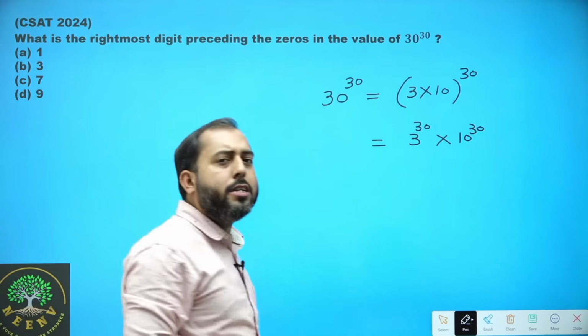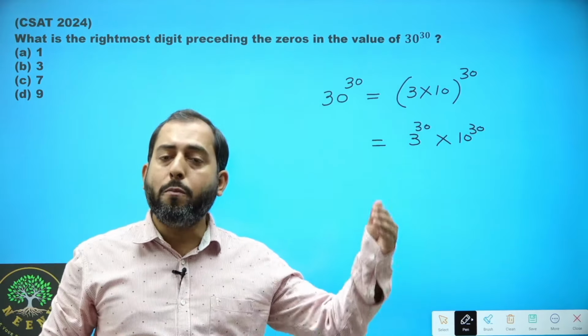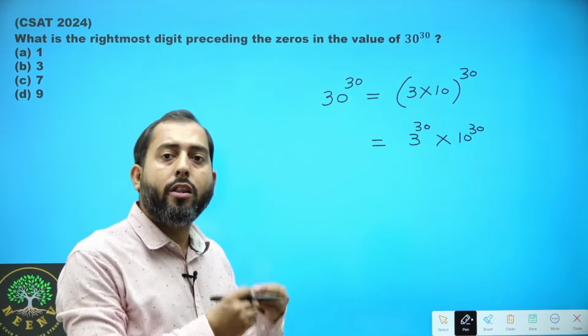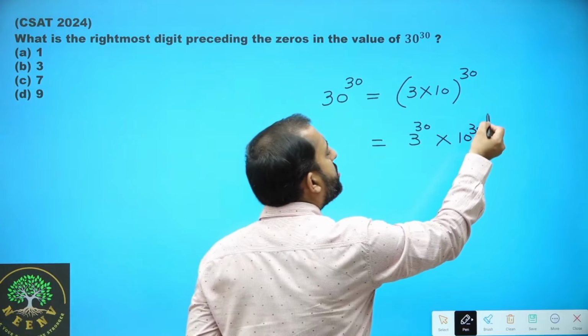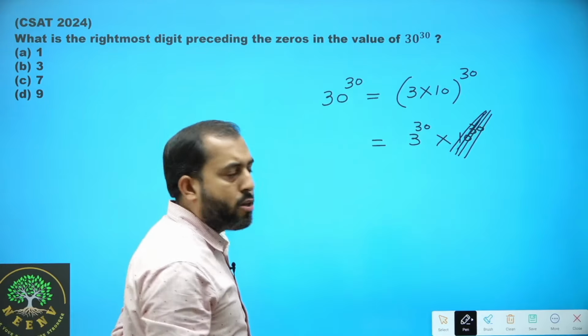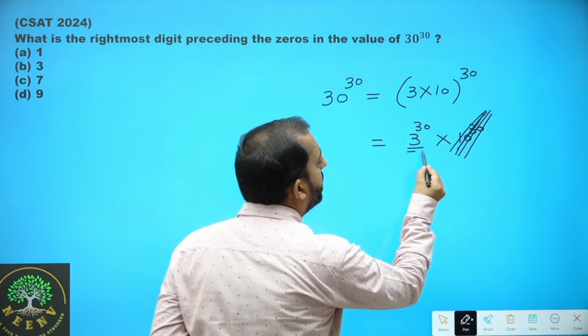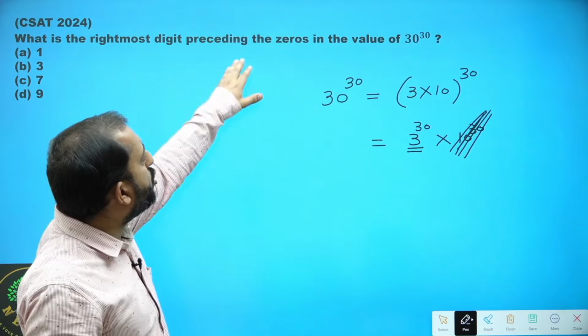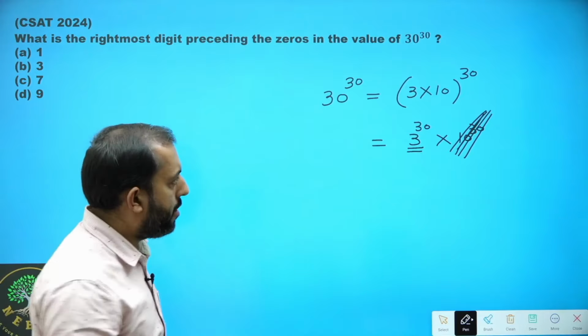Now the examiner is asking what the rightmost digit will be if we ignore all the zeros, meaning ignoring all the tens. So we are left with 3 power 30. So the unit digit of 3 power 30 and the answer to this question have to be the same.